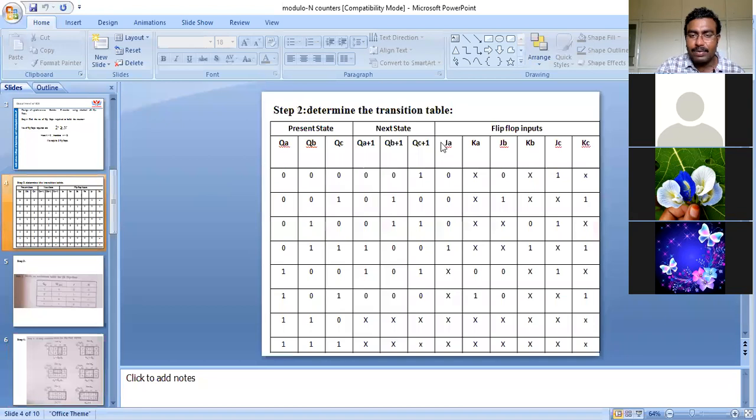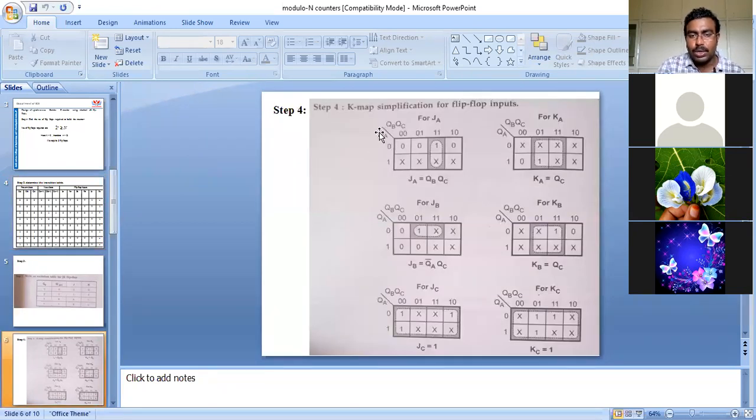For finding the expression for JA, use the values under your JA. For finding the expression of KA, use the content under KA. For finding the expression of JB, you use the values in JB. Like that, for finding the JA, KA, JB, KB, JC, KC expressions, use the contents available under the flip-flop inputs by considering QA, QB, QC as your inputs. Let me show you how they are doing it. So use QA, QB, and QC as the inputs.